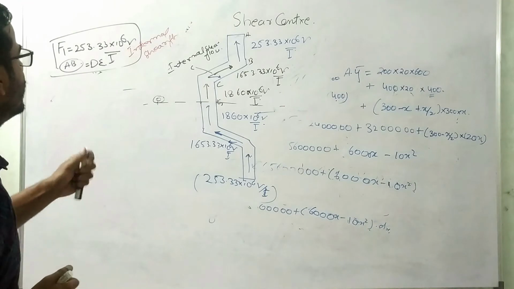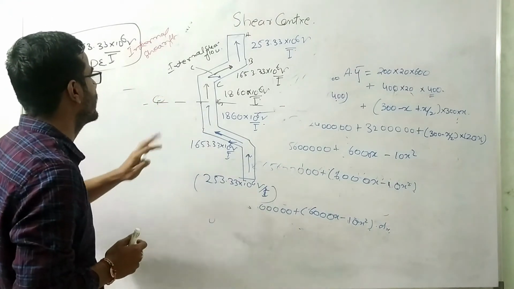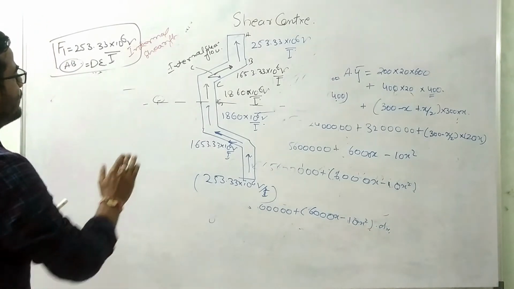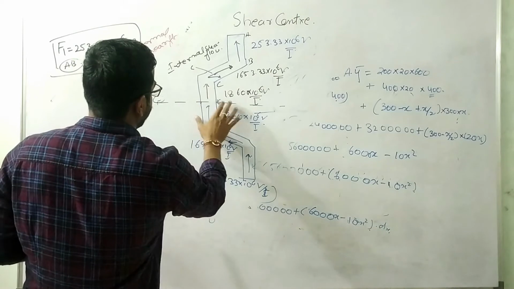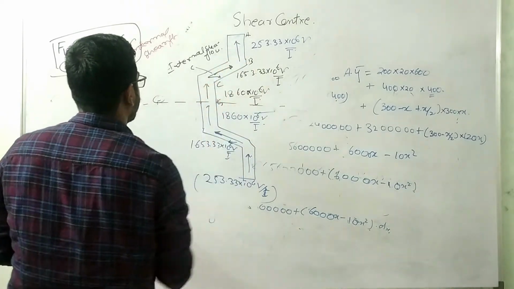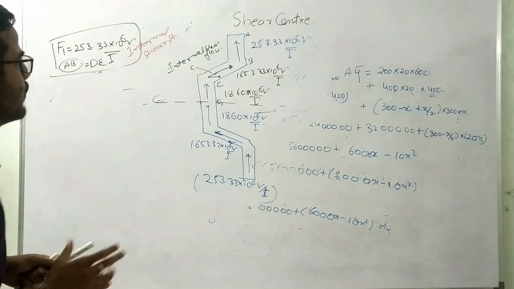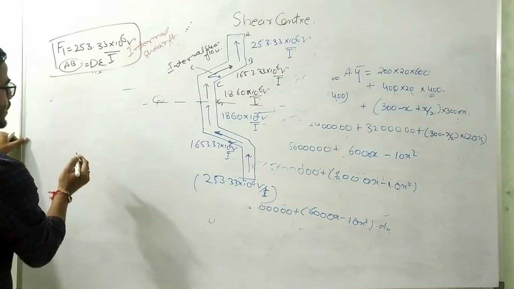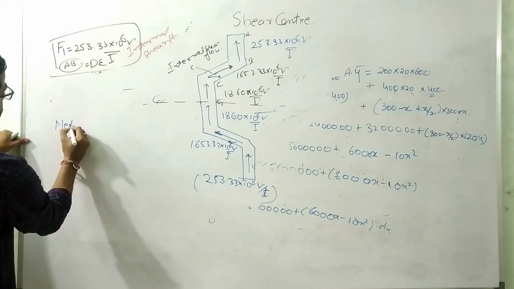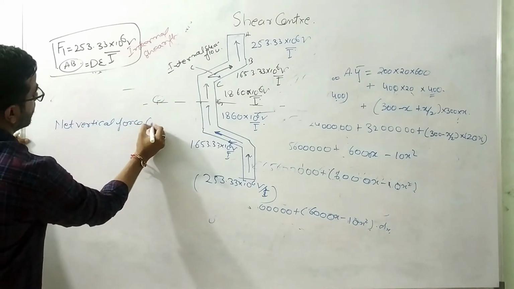Now I want to know where this net effective force will act. For that I am taking this cross section only. I'm not taking the area below this neutral axis. But if you want to find the net vertical force, you need to sum the internal shear.